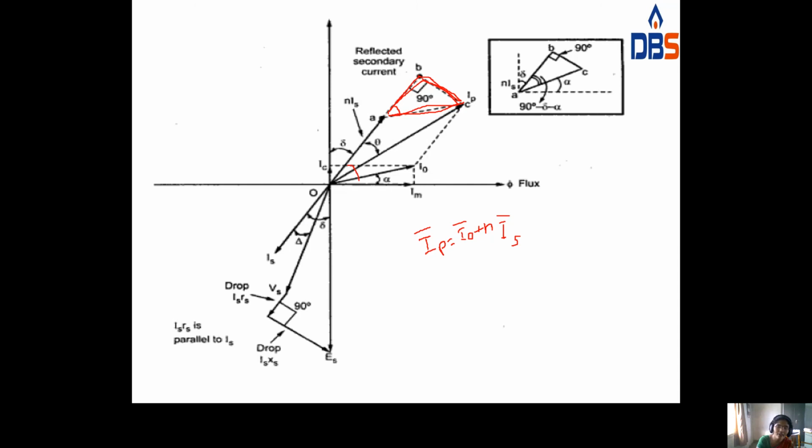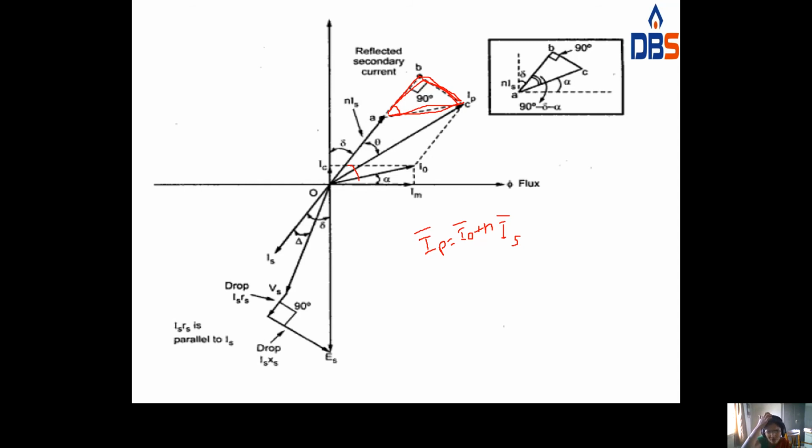Now you have to see the phasor diagram of the current transformer. Here you take the flux on the x-axis, and on the y-axis you take the EB. Then the primary current IP. You have the load current IE, which has the core loss component IC and the magnetizing component IM.